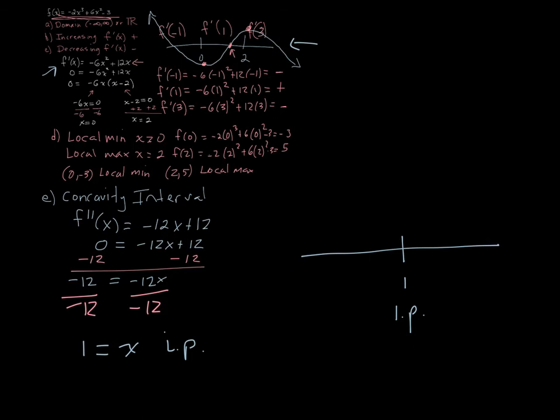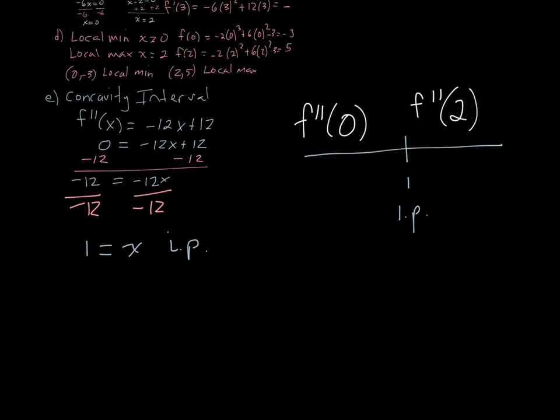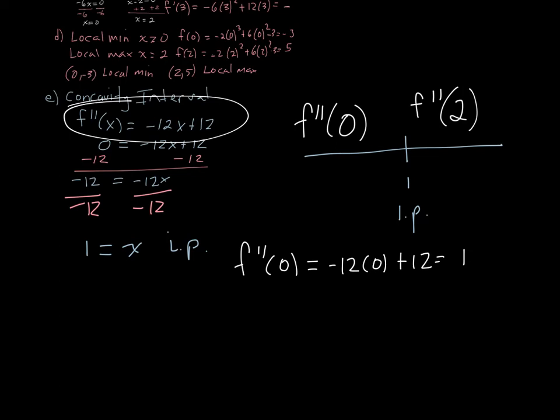So again, we pick values to the left. 0 always looks good. A value to the right. And we plug that into the second derivative. So here was my second derivative. If I plug in 0, I get negative 12 times 0 plus 12. So that's positive. It's happy. It's concave up. I plug in 2, so I get negative 12 times 2 plus 12. That's negative. It's sad. It's concave down. We kind of already saw that up above.